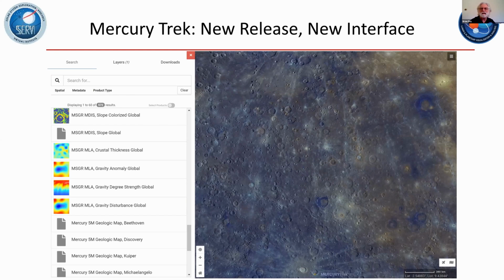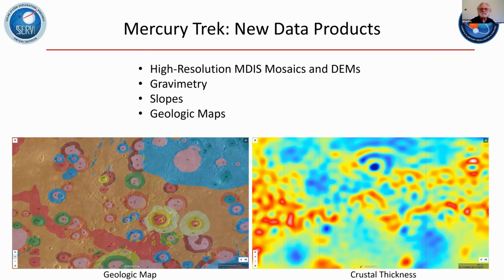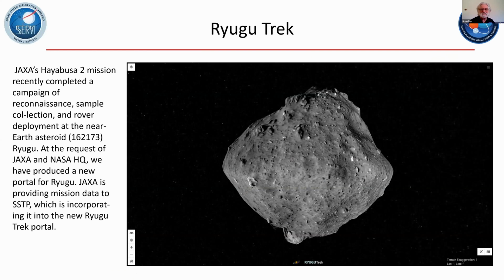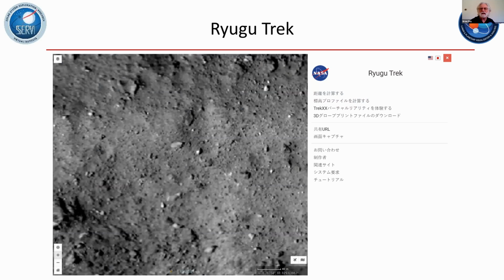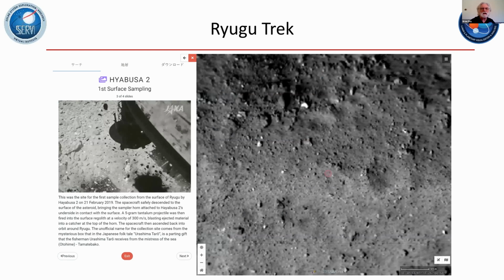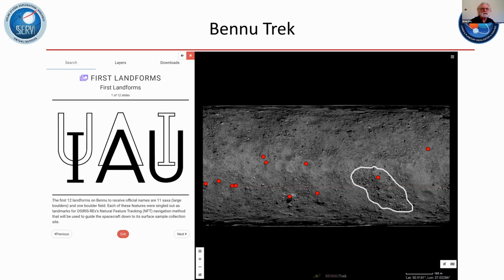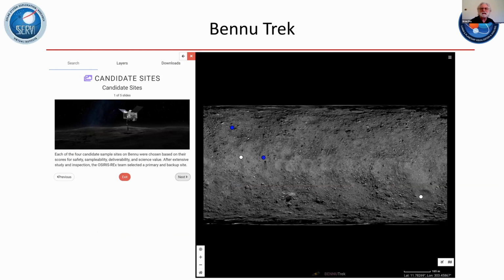We have Mercury Trek here. We've enhanced that. We've added a Japanese interface and new data products. Ryugu Trek: we're planning to release this next week at JPGU, working with JAXA. Again, we have a Japanese interface. We focus on named features as well as areas of surface operation. We're working with OSIRIS-REx on the Bennu Trek, and that's going to be released sometime this summer. It features areas that are key for the natural feature tracking that you heard about from Kevin Walsh yesterday, as well as the candidate landing sites.